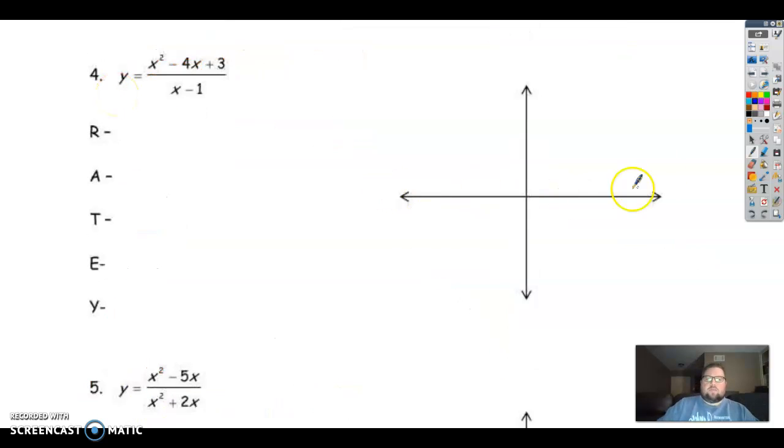All right, so sometimes you'll get problems like this that have a hole, but it actually creates an entirely different graph. So we're not even going to have a rational graph on this one. So you want to start out by doing some factoring.